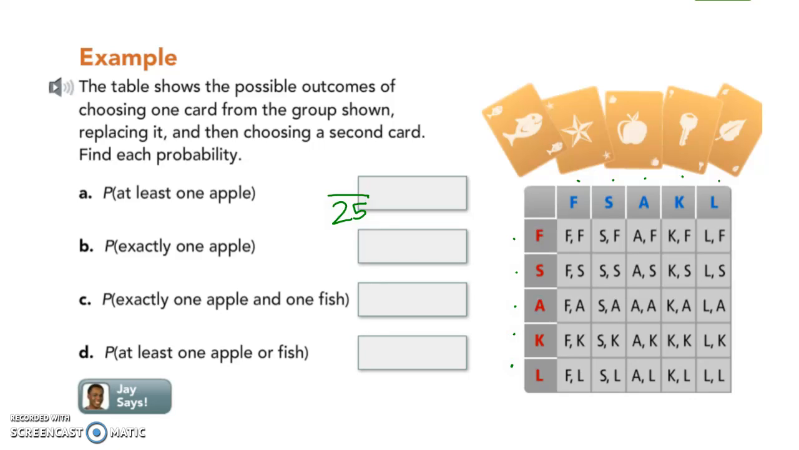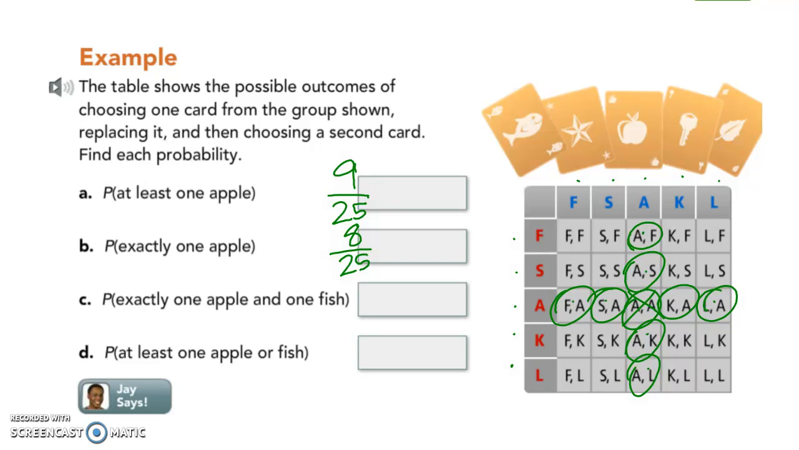How many of these have at least 1 apple? I'm just going to circle them because it seems easiest to me. Looking for all the apples. I think I got them all. So I have 1, 2, 3, 4, 5, 6, 7, 8, 9. 9 out of 25 would have at least 1 apple. Then it says exactly 1 apple. So which one would I have to get rid of then? Can't have this guy. If it has to be exactly 1 apple, that would be 8 out of 25.